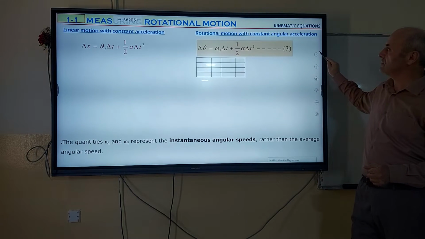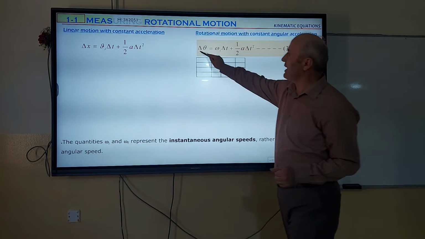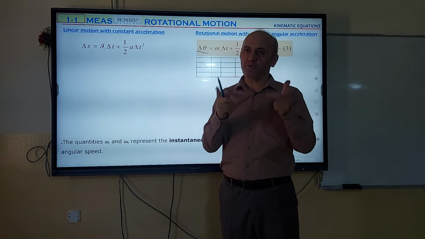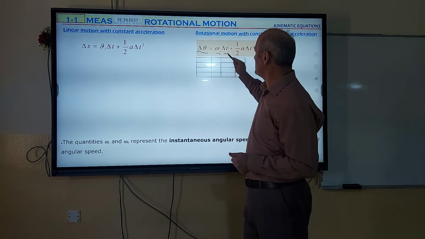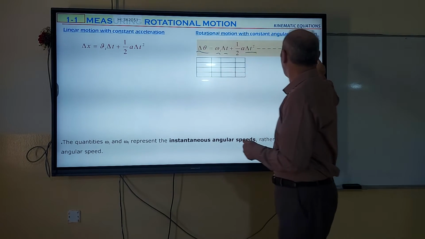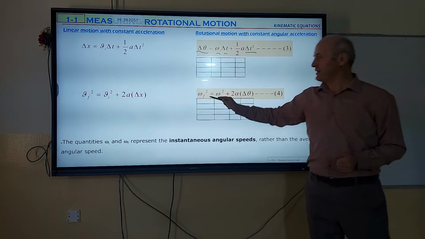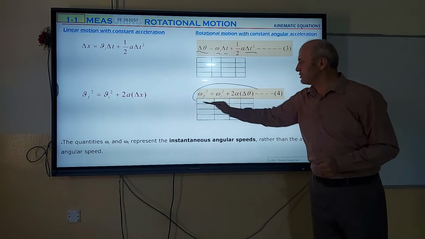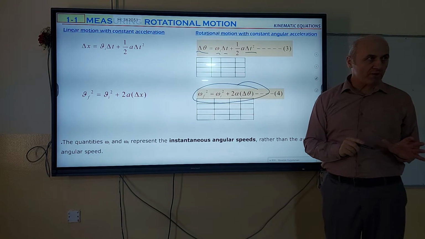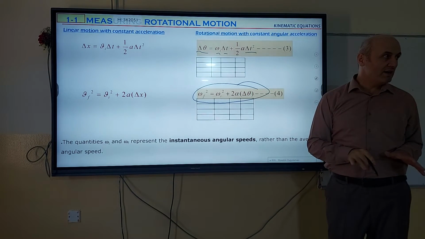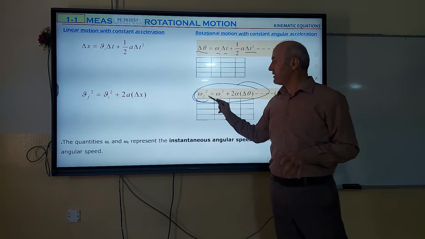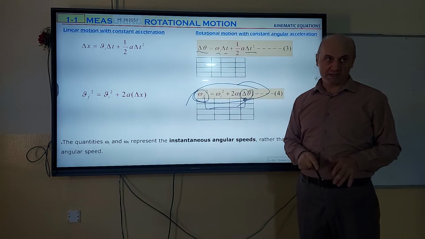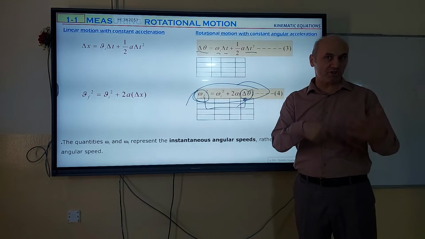And the third equation is again angular displacement, and these two equations are combinations of the first two. Omega initial delta t plus 1 over 2 alpha delta t squared, and the last one is omega final squared equals omega initial squared plus 2 alpha delta theta. The last equation is a special one because in this equation there is no delta t. So angular speed changes in terms of what? Delta theta is the variable, and omega final changes when the object is rolling.